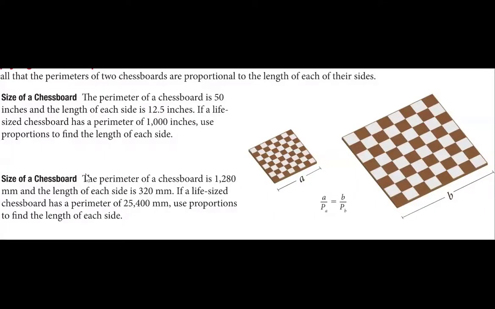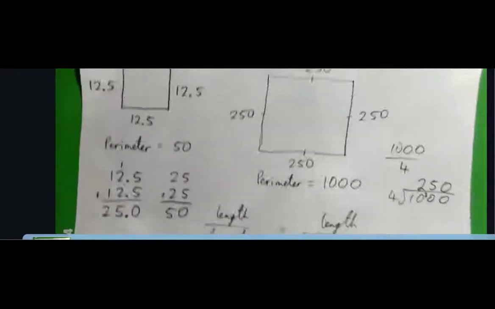Okay, so this one, the perimeter of our chessboard is 1,280 millimeters, and the length of each side is 320. If a life-size chessboard has a perimeter of 25,400, use proportions to find the length of each side. So again, let's hit the paper and we'll do what we did last time. Just kind of draw it out and have a look at it.